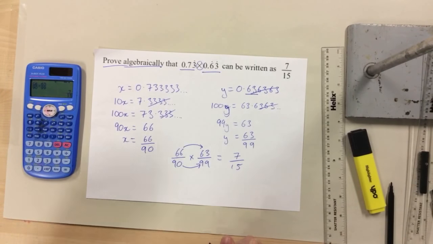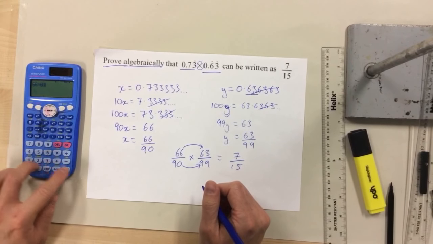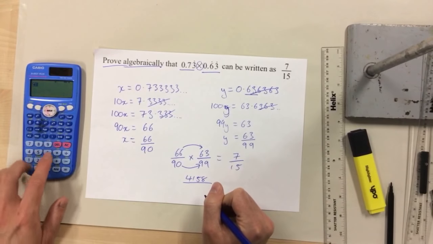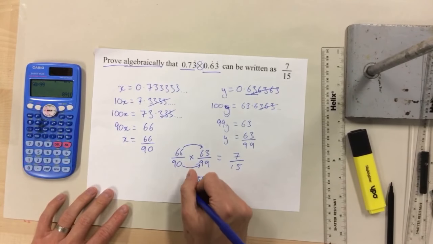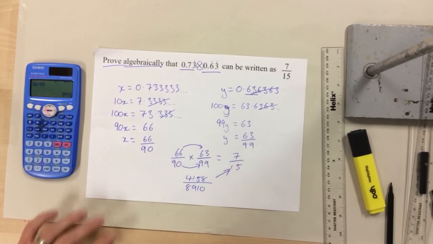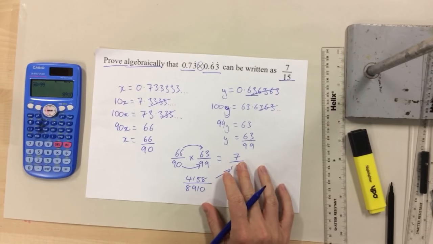If you really want to show off, you can do each bit individually. You can do 66 times 63, which is 4,158 over 90 times 99. Sorry for not doing that one in my head, guys. 8,910. And then you can use your calculator to simplify it. We'll go down to that. Okay, so we know we've got it right because that is what we were looking for.